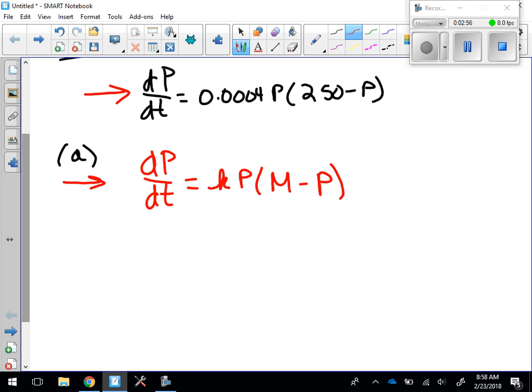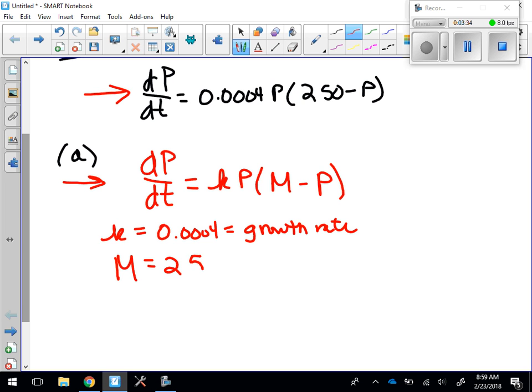Okay, so if we compare these two equations, what's k going to be equal to? 0.004, and remember that that's our growth rate. And then what's capital M equal to? 250, and that's the carrying capacity.